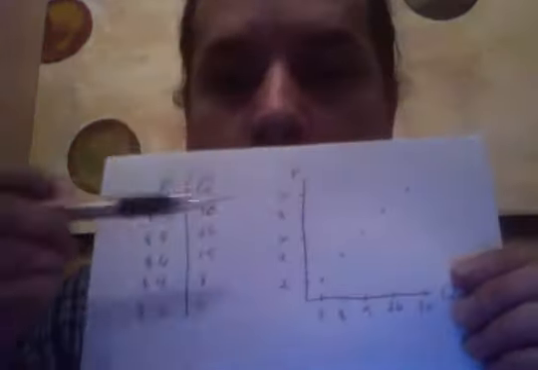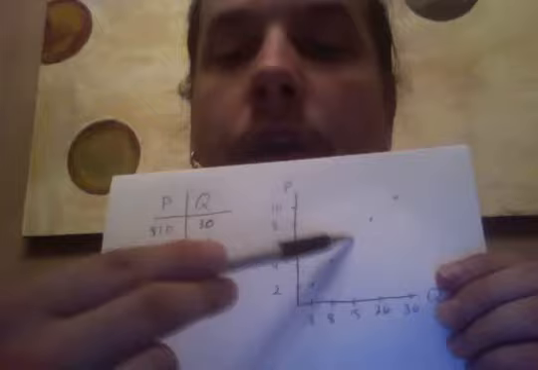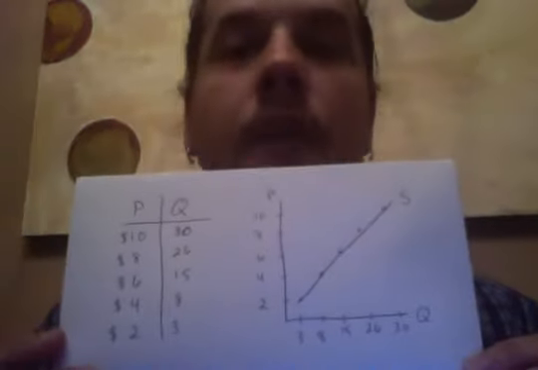At $8, I'm going to get a slightly lower quantity supplied, so that'll drop down to 26. At $6, it drops down to 15. So plot that point. At $4, it drops down to 8. And this is not drawn to scale, just in case you were wondering. And then at $2, we've got just 3 of you that are willing to sell. So at each price, I'm tracking the quantity supplied and then plotting each of those points. And then I'm going to play connect the dots. And that gives us the supply curve.